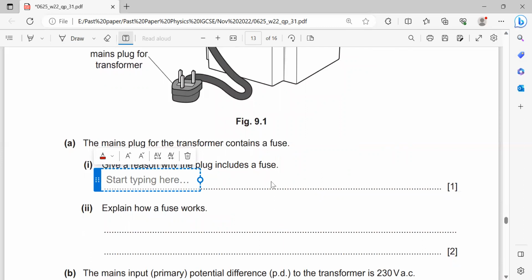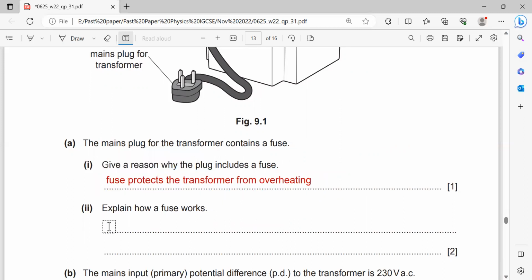It needs a fuse because a fuse protects the transformer from overheating.